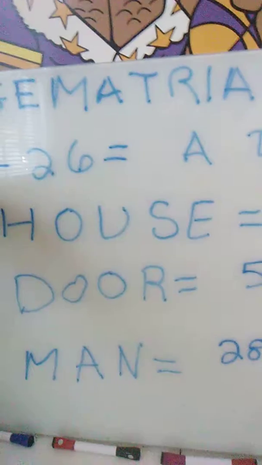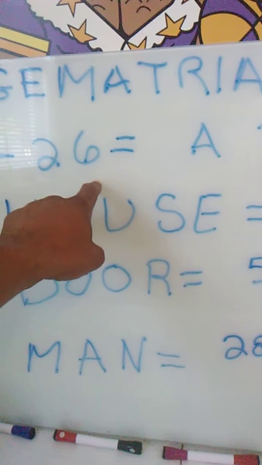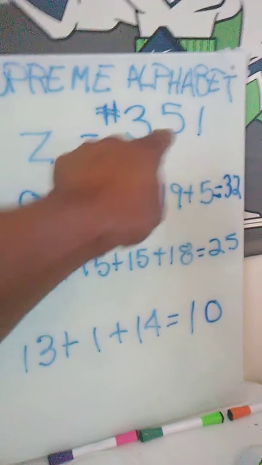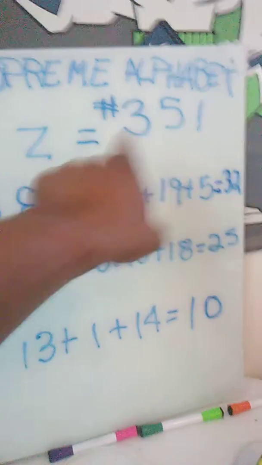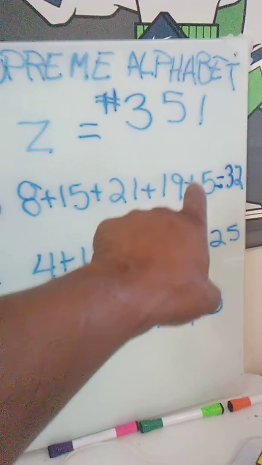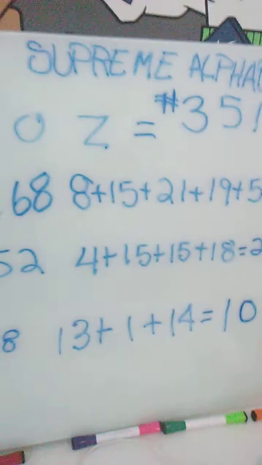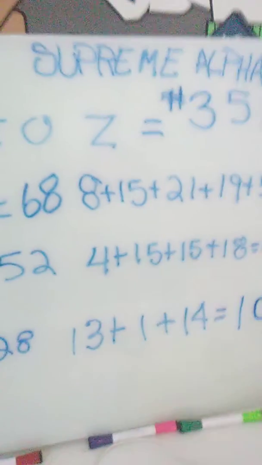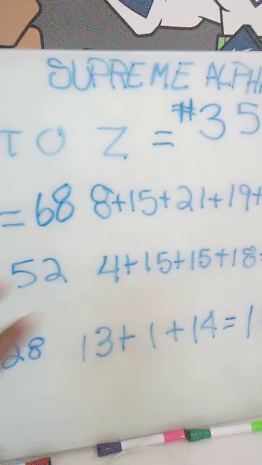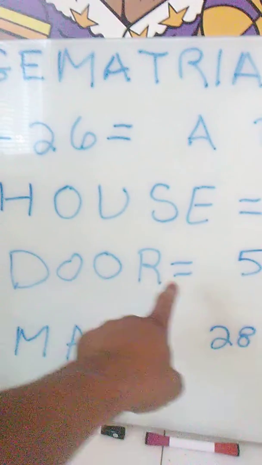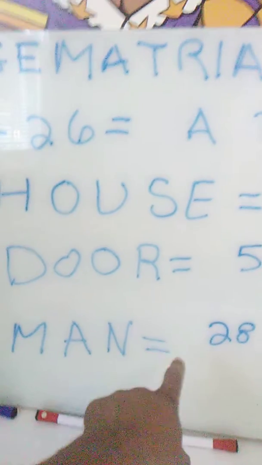And if you take the numbers from 1 to 26, as I said before, and add each of them up, you're going to get a grand total of 351, right? If you add 3 plus 5 plus 1, you get 9. 9 plus 351 is 360, okay? So that's one thing that's interesting about this language and its symmetry, okay? So we went over the word house, 1 letter, 5 words. The word door, 1 letter, 4 words. The word man, 1 letter, 3 words, right?